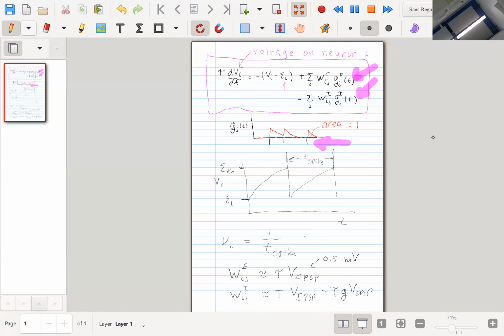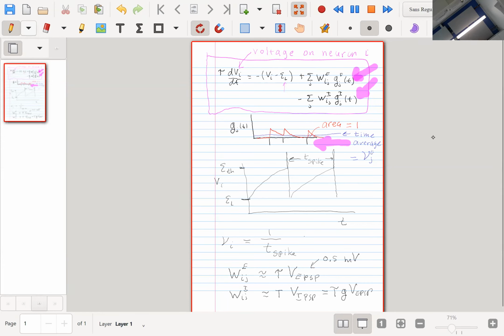So what we're going to do now is time average the input. So g_j really fluctuates by a lot. But we can ask about the time average, and the time average of that is just equal to the firing rate of neuron j.